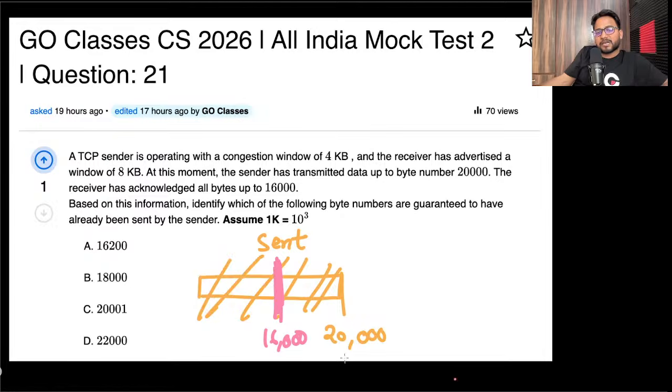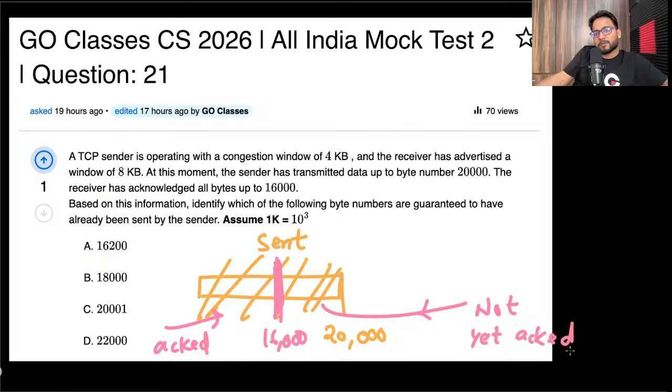So basically sent could be divided into two parts: this is sent and acknowledged, and this is not yet acked. Based on this information, which of the following byte numbers are guaranteed to have already been sent by the sender? So they are asking which of these has already been sent. Obviously, is 16,200 sent?